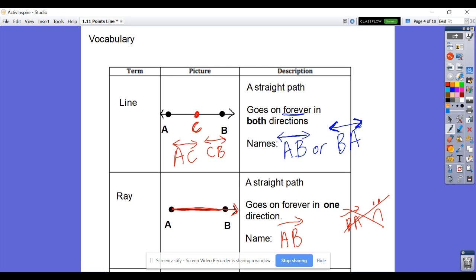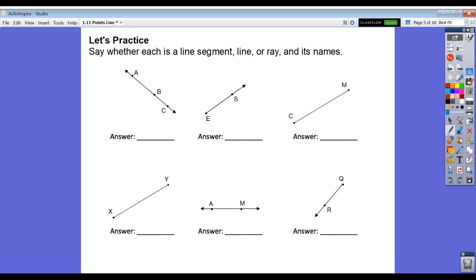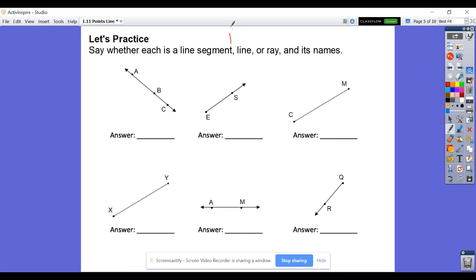Okay, so let's practice these. Now that you have your vocab down, let's practice. Flip onto this slide that says, say whether each is a line segment, a line, or a ray, and its names. Let's go through, this is a two-parter direction, right? First, say what it is, and then two, say its names. Let's start with number one. Let's just say whether it's a line segment, a line, or a ray, and I'm actually going to let you abbreviate. So in your directions, write LS, L, and R, and we'll abbreviate on our answers.